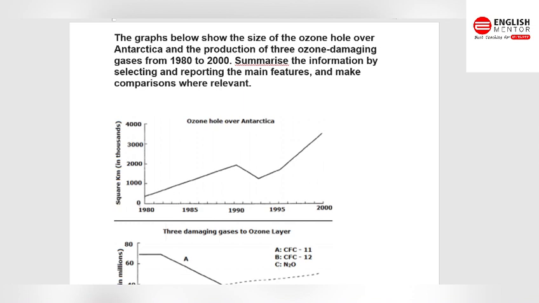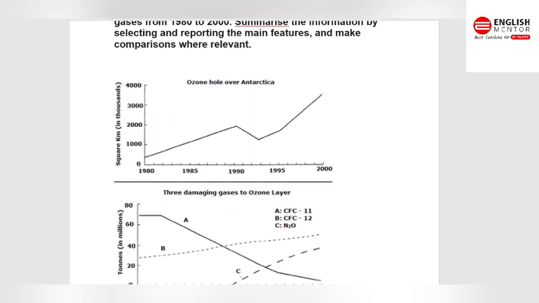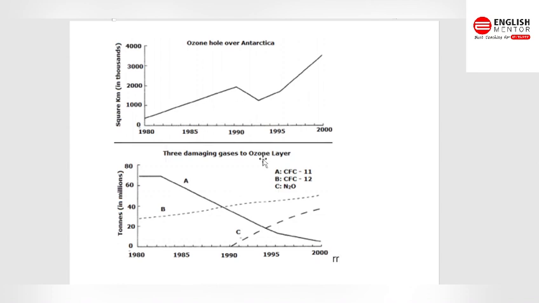Here, what is there in the line graph? You can see the size of the ozone hole over Antarctica, in square kilometers in thousands: 1000, 2000, 3000, 4000, from 1980 to 2000. And then there are three damaging gases to the ozone layer: CFC-11, CFC-12 and N2O, in tons in millions: 20, 40, 60, 80, from 1980 to 2000. This is the same.